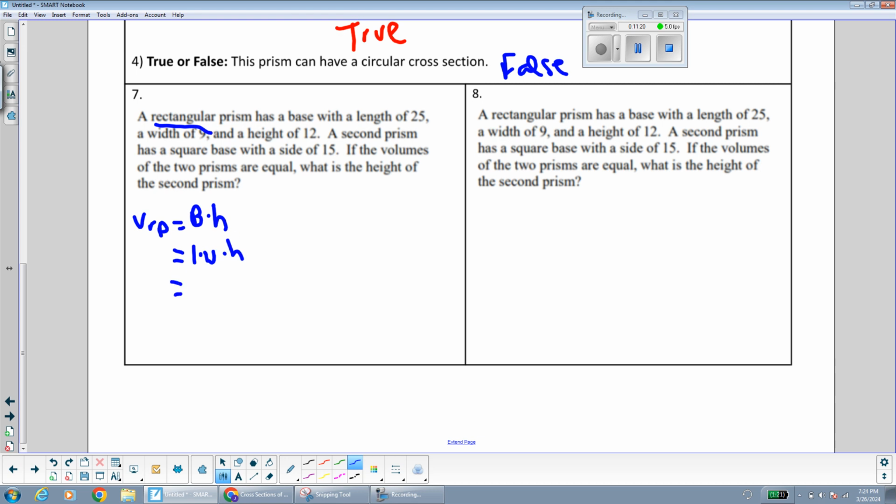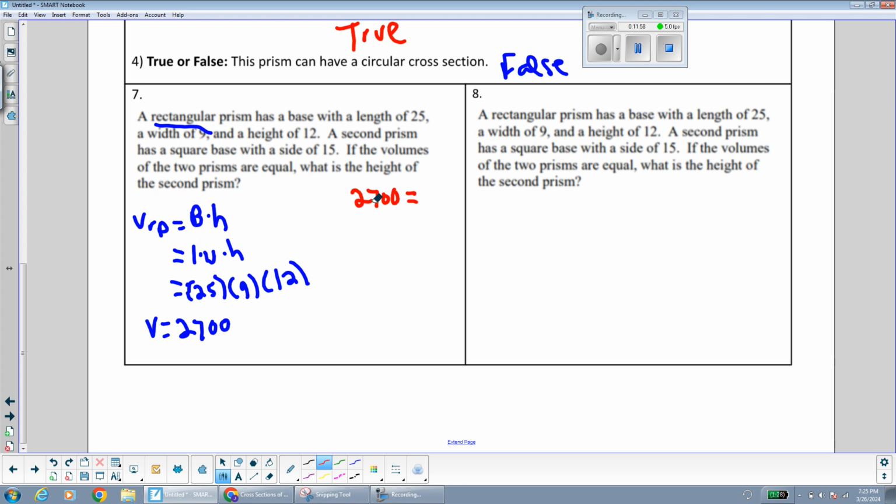So that is 25 times 9 times 12. And that is 2,700 cubic units. So we know that this volume is also the volume for the second prism because they have equal volumes. The volume of the second prism we know is going to be 2,700. It's the same volume as the first one.